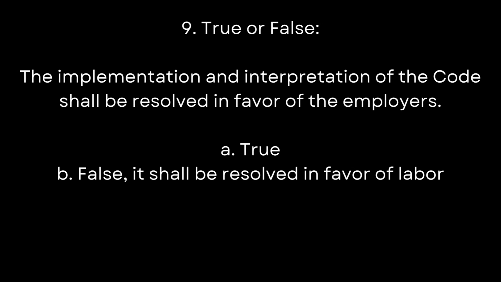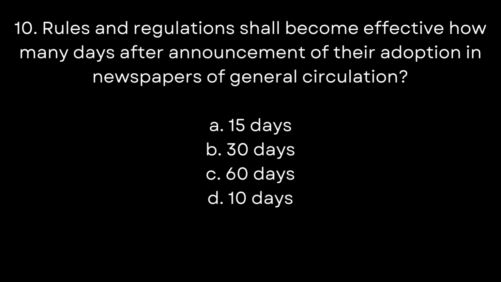9. True or false? The implementation and interpretation of the Code shall be resolved in favor of the employers. A. True. B. False. It shall be resolved in favor of labor. The answer is B. False. 10. Rules and regulations shall become effective how many days after announcement of their adoption in newspapers of general circulation? A. 15 days. B. 30 days. C. 60 days. D. 10 days. The answer is A. 15 days.